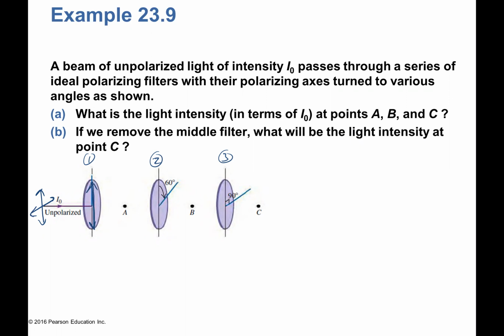That means it says, what is the intensity in terms of I naught, the original intensity, at points A, B, and C? Okay, now let's look at it. As light goes through here, see this is unpolarized because it has X and Y. As it goes to the first polarizer, what will happen? Well, the horizontal will be blocked, and you will only have the vertical. And intensity at point A is then always exactly half of the intensity that was before.